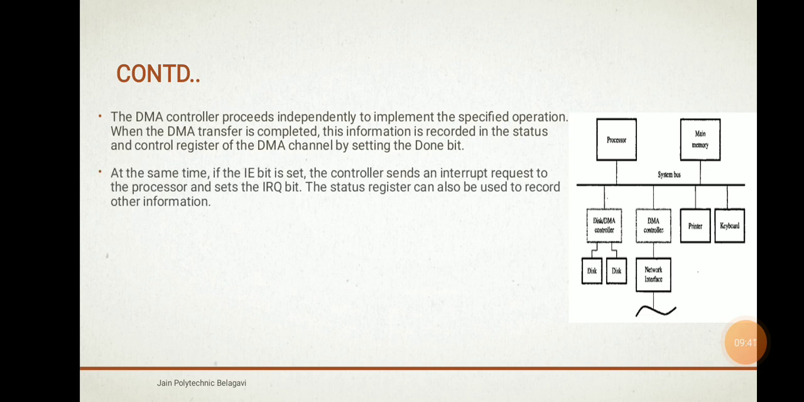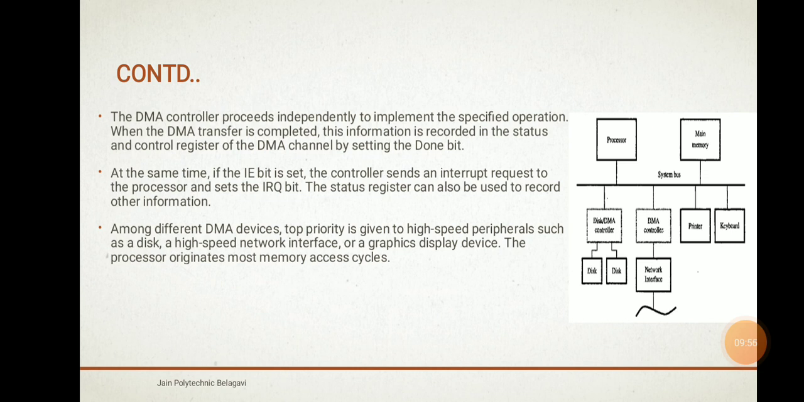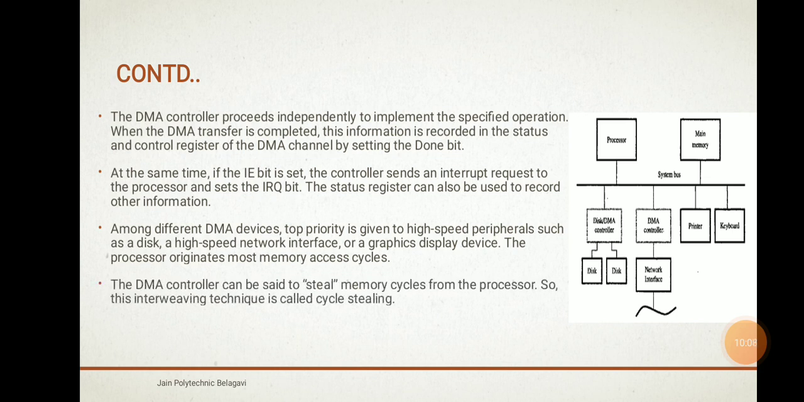At the same time, if the interrupt enable flag is set, the controller sends an interrupt request to the processor and sets the IRQ bit. The status register can be used to record other information as we have discussed. Now among different DMA devices, top priority is given to high-speed peripherals such as disk, high-speed network, or graphical display device. So these are the DMA devices. The DMA controller can be set to steal memory cycles from the processor. This interleaving technique is called cycle stealing.